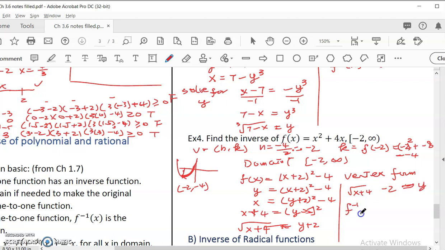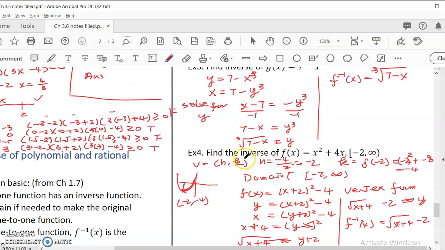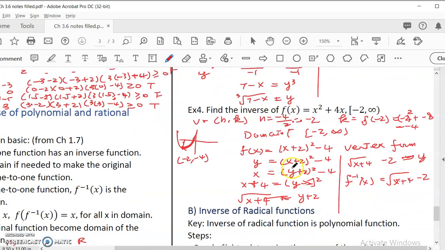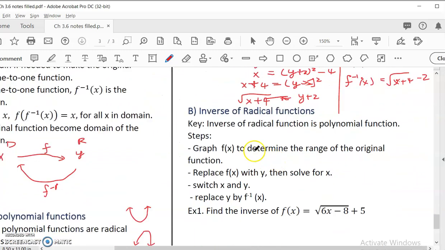F inverse of x is equal to square root of x plus 4 and then minus 2. And so that's how we do it. This is a little tricky. You have to write it in vertex form after finding h, k. And it is useful because you can use it to find the domain restriction. So you see everything works. You need to know how to graph it by finding the vertex. After you find the vertex, then you know how to restrict the domain.